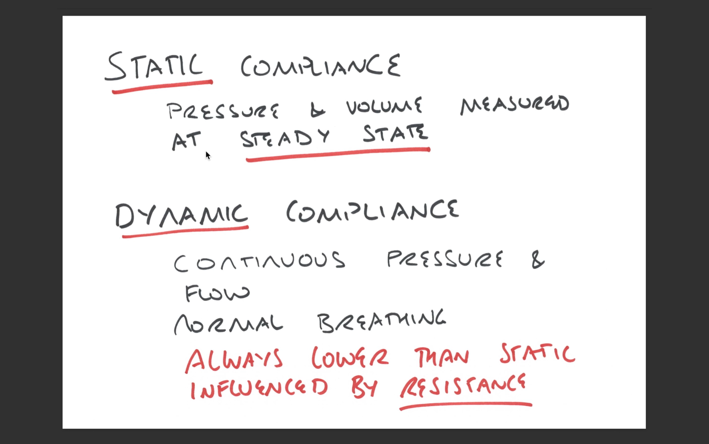Dynamic compliance, on the other hand, is what we see when we look at pressure volume loops on our machine. They're continuous pressure and flow measurements, normal breathing. Because they're affected by resistance, the values for this form of compliance are always lower.